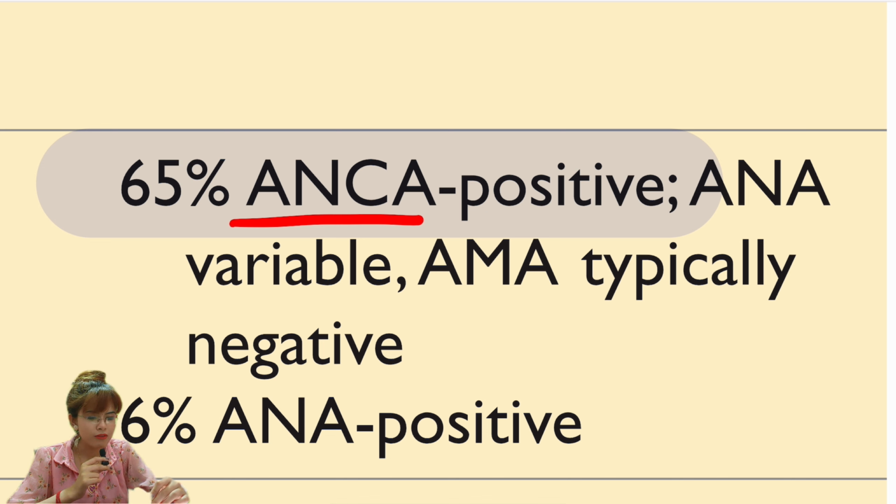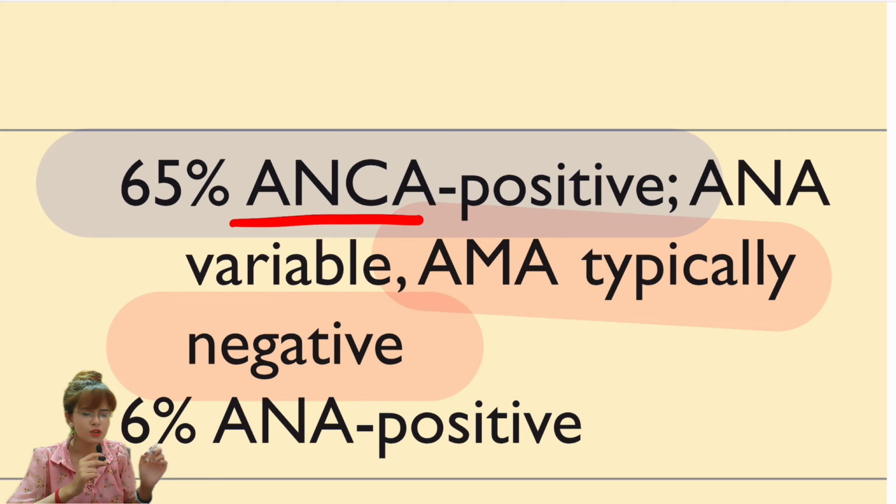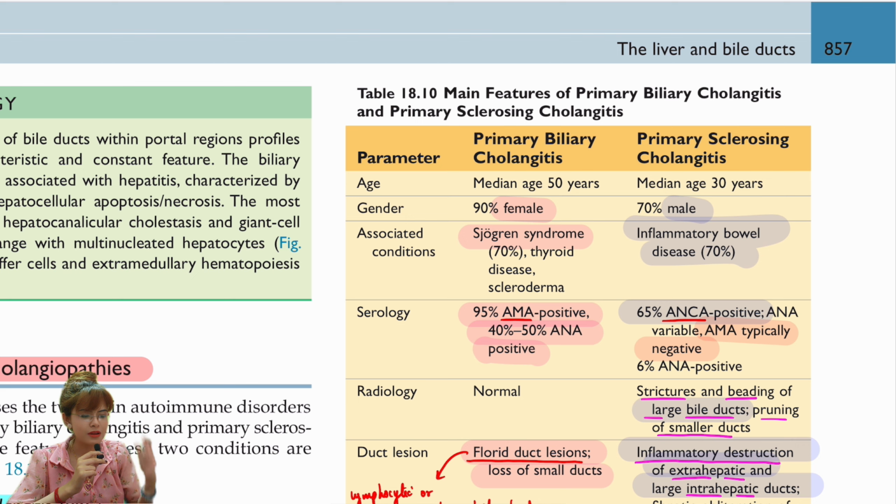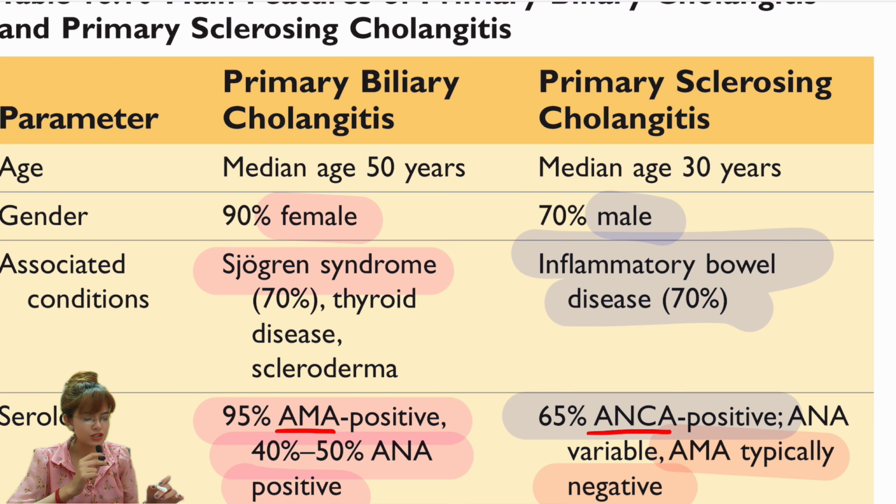So here you will find that there is no presence of AMA over here, which means anti-mitochondrial antibody is the differentiating feature between primary biliary cholangitis and primary sclerosing cholangitis. And now if you talk about the associated conditions, here 70% are associated with Sjogren syndrome, and here it is inflammatory bowel disease.